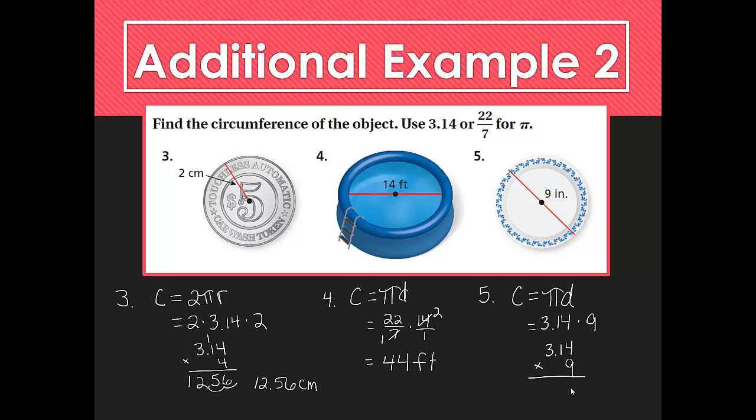9 times 4 is 36. I'll carry my 3. 9 times 1 is 9. Plus 3 is 12. I'll carry my 1. 9 times 3 is 27. Plus 1 is 28. I'll move my decimal 2 places over, so 1, 2, and that would give me 28.26, and my label would be inches. So I have 28 and 26/100 inches.